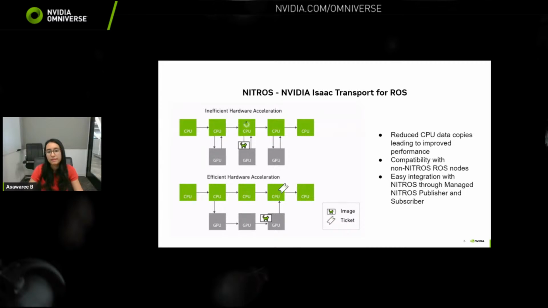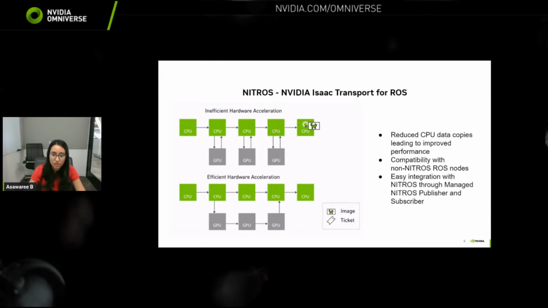Ideally, what you want to happen is, at the bottom of the GIF over here, once the data comes in through a standard ROS message onto the CPU, if that can be communicated to the GPU just once, and then all compute and all of your ROS intensive tasks could just happen on the GPU, then you would be saving a lot of time by reducing those copies between the CPU and the GPU. So that is exactly what Nitros enables.